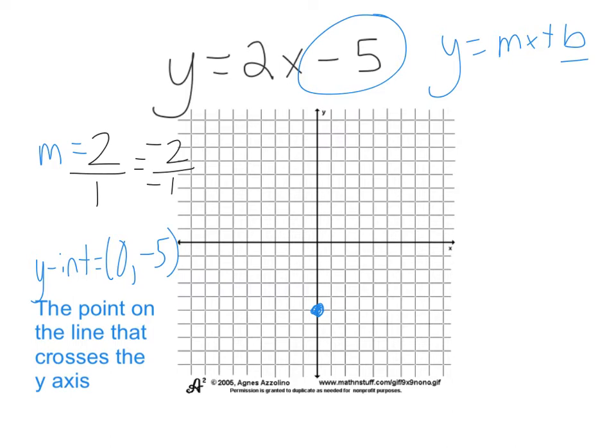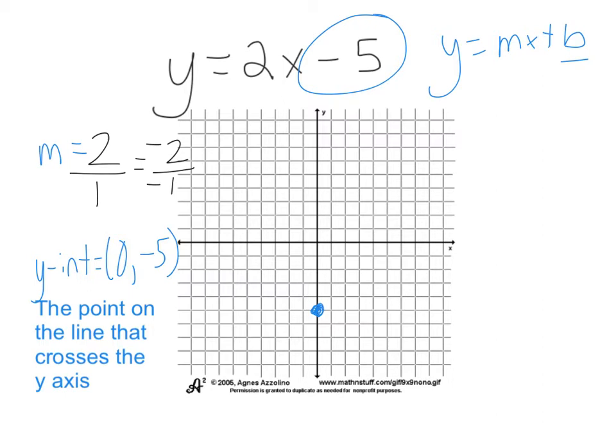I'm going to start with my 2 over 1. I'm going to start at my current point. This 2 tells me that I'm going to move up 2 spots, and my 1 tells me that I'm going to move to the right 1 spot. I move up and to the right because both of them are positive. We can go ahead and put a point right there.